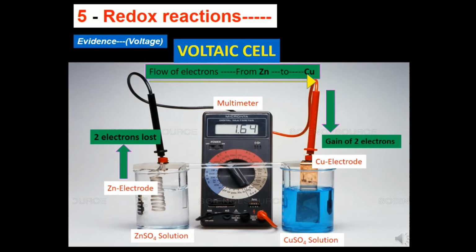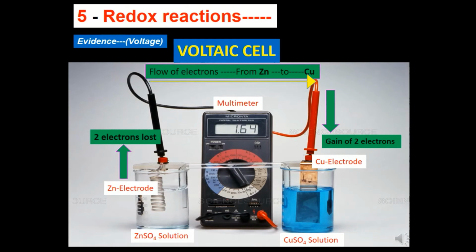2 electrons lost. These 2 electrons will go into the black cable, go into the multimeter, and then come out to the red cable and then go to the copper side. And on the copper side, we have a copper solution, which is the blue one. It takes 2 electrons, and when copper takes 2 electrons, it will stick to the copper electrode.